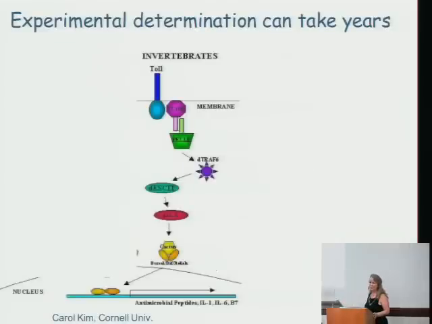Biologists have been working on characterizing genes and pathways painstakingly, and this is an example of a pathway in Drosophila, the fruit fly, the toll pathway. There's a toll receptor here, then it transmits a signal through the membrane, and that transmits a signal that ends up turning on antimicrobial peptides. This is part of the innate immune pathway of Drosophila.